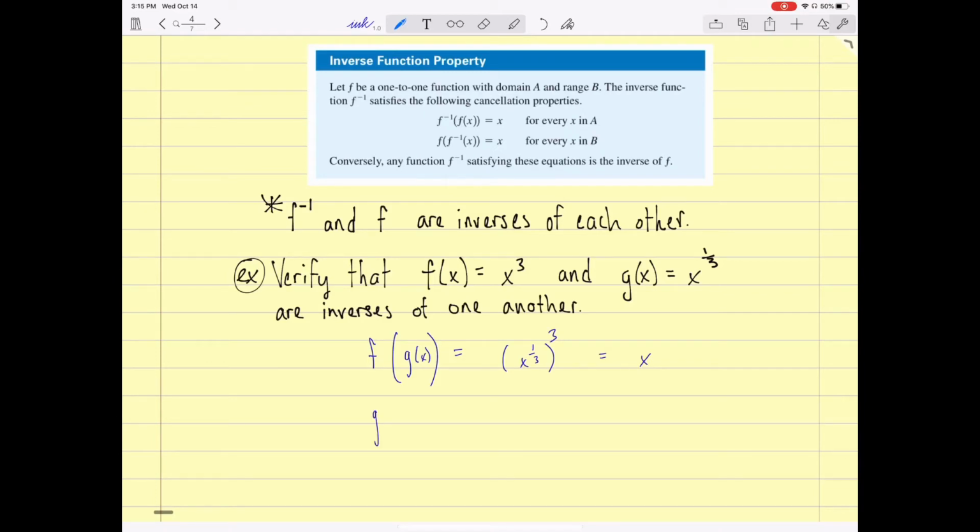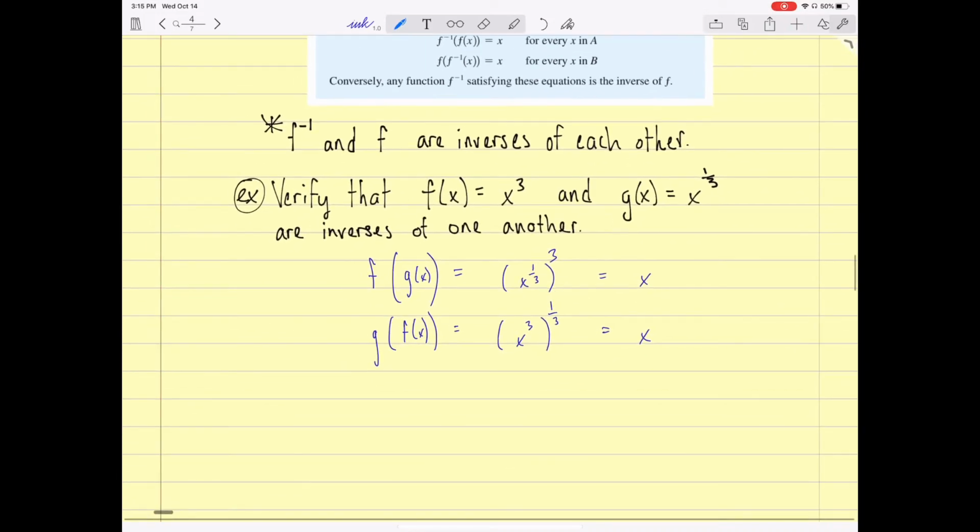Now, if we do that again, but the other way, we plug f of x into the g function. We're going to take the g function as our outside function, and we plug in the x to the third, and then we apply that exponent. So it's x to the third raised to the 1/3, which is x to the 1. Since we got x out of both of those by plugging them into one another, that tells us that f and g are inverses.